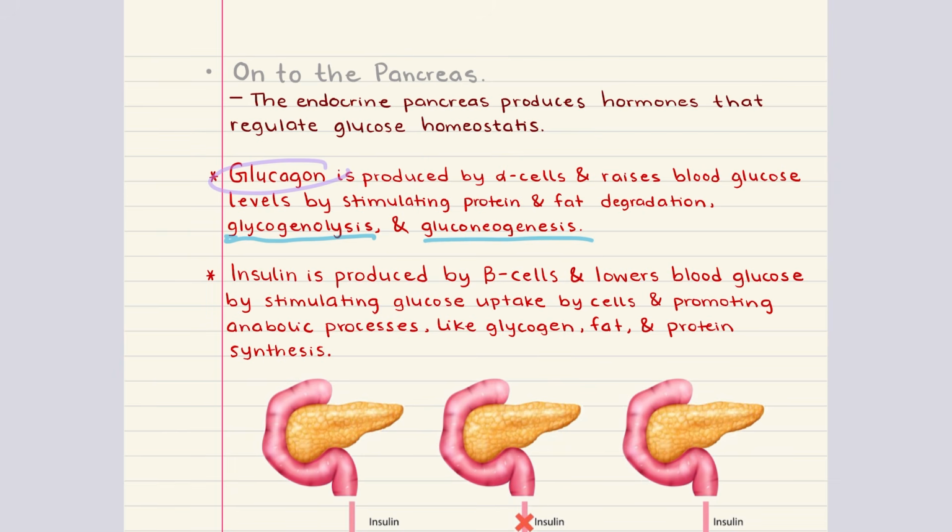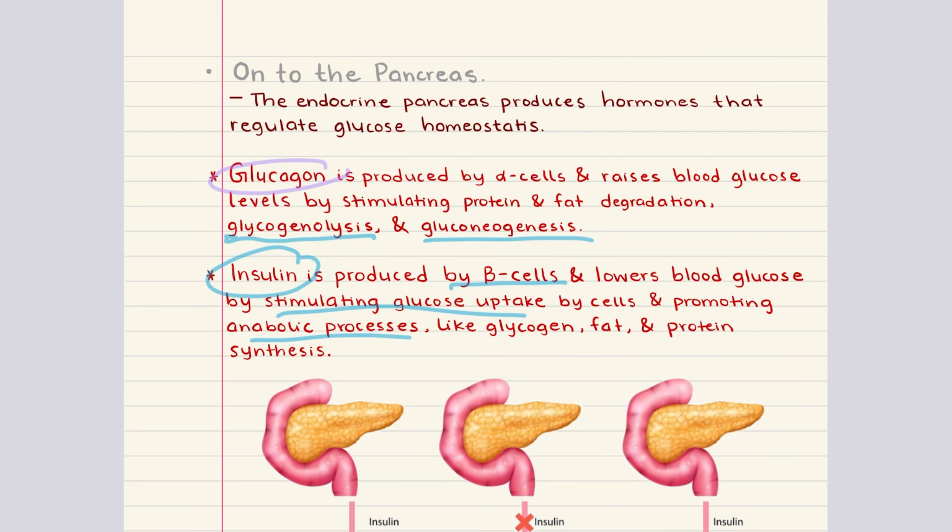Now, in contrast, insulin is produced by the beta cells, and it works to lower blood glucose levels. It's released when you've just eaten and your blood sugar is rising. And insulin helps by stimulating glucose uptake by cells, especially muscle tissue, and by promoting anabolic processes, including 1, glycogenesis, the storage of glucose as glycogen; 2, lipogenesis, the storage of energy as fat; and 3, protein synthesis, which is the building of proteins from amino acids.